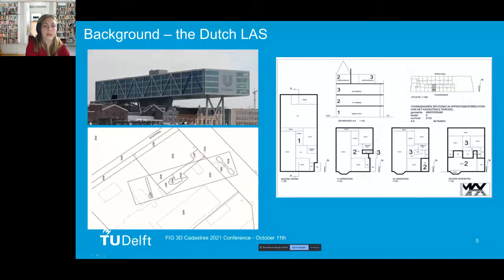And on the right, there is an example of how such a multi-level property is now registered in the Dutch LAS. And that is done by apartment rights. So you've got one right, one parcel, and it is divided in a deed of division. As you can see, there are multiple stories, and the thick lines represent the boundaries, and there is also a representation of the stories. But this is still a simple situation. You can imagine that for more complex situations this is maybe not sufficient, and 3D could also give a clearer insight.